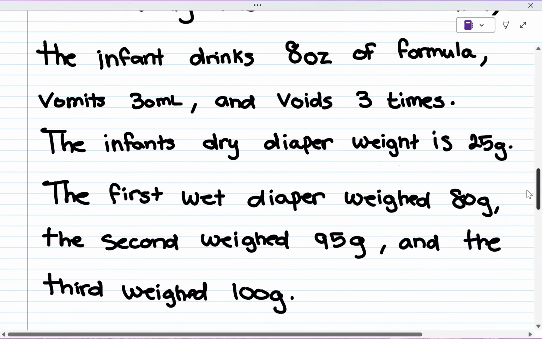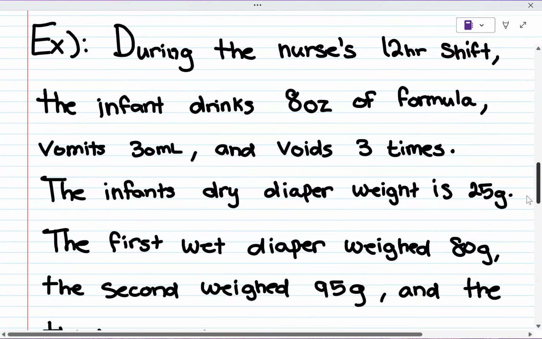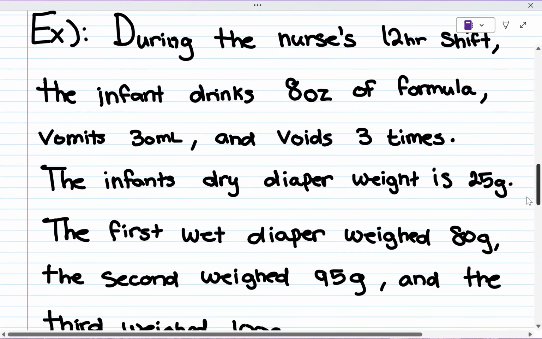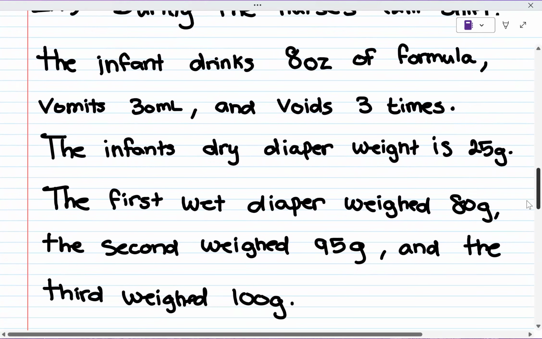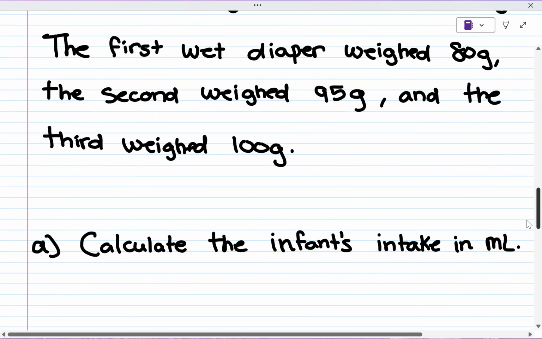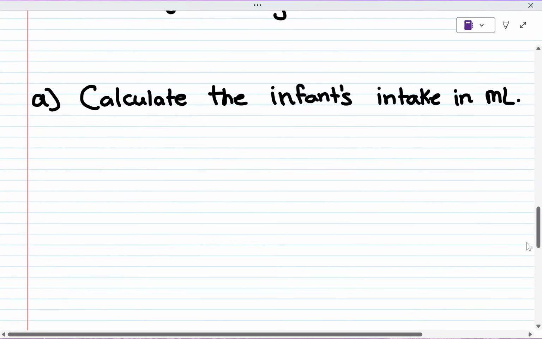If I need to go up in the video, I'll read it again so you really understand. During the nurse's 12-hour shift, the infant drinks 8 ounces of formula, vomits 30 milliliters, and voids 3 times. The infant's dry diaper weight is 25 grams. The first wet diaper weighed 80 grams. The second weighed 95 grams. And then the third weighed 100 grams. Part A says calculate the infant's intake in milliliters. Okay.